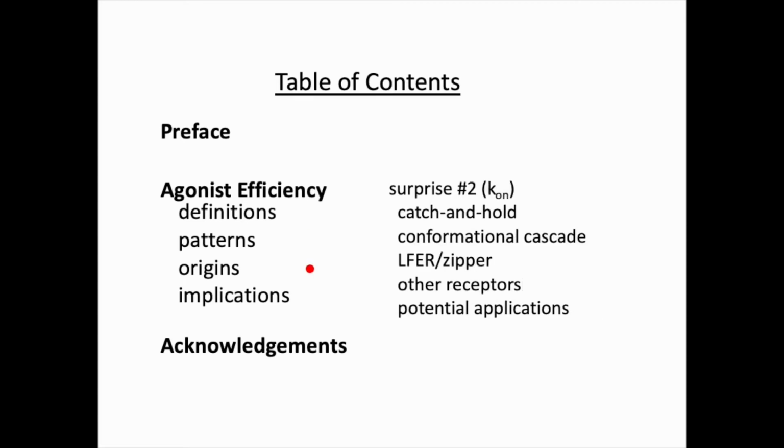And the third chapter is about the origins of agonist efficiency in terms of energy landscapes. And I will again start with an unexpected experimental result, this time with regard to the agonist association rate constant. And at the end, I'll very briefly consider other receptors and some potential applications of efficiency.